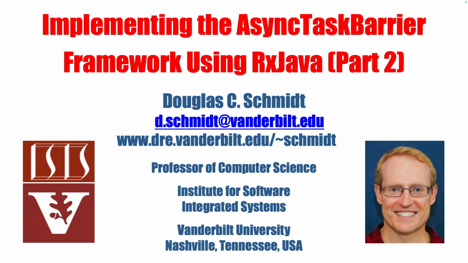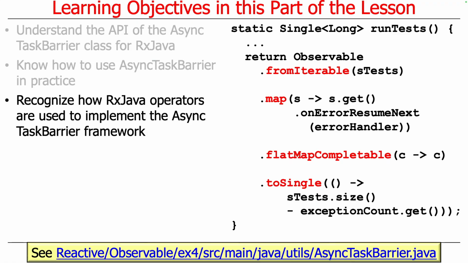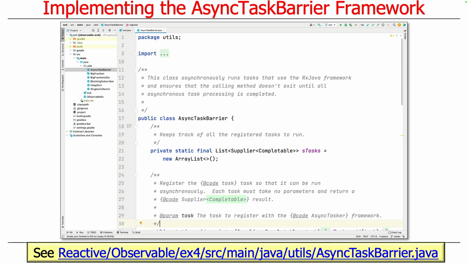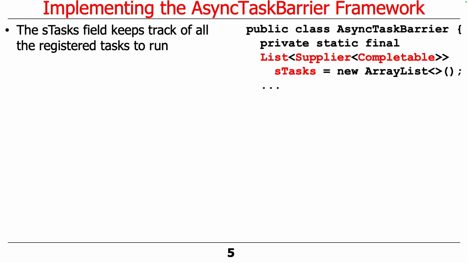So now that we've walked through the API for AsyncTaskBarrier, and I showed you how you can use it to write a test program to exercise its features, let's take a deeper look at how we use RxJava operators that we've discussed to this point, like fromIterable, map, flatMapCompletable, toSingle, and so on, in order to actually implement the methods in the AsyncTaskBarrier framework. And you can see this is where the code actually resides. So let's take a look at this.